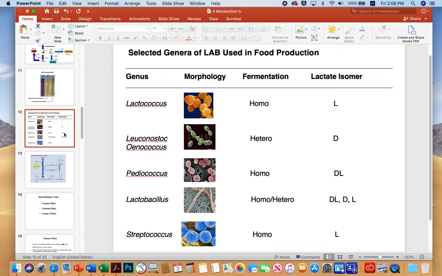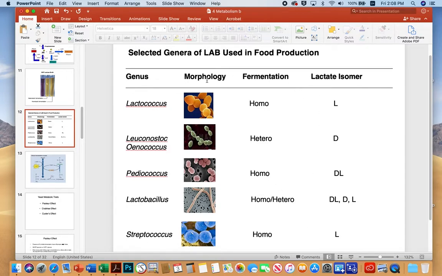This is an overview of some selected genera of lactic acid bacteria that are used in food, in some cases wine production, and some are just wine spoilage microbes. But the genus name is over here, the morphology of the organism pictured here, and then the type of fermentation, and the lactate isomer as well. This isn't so important, but I definitely want you to focus on this stuff here.